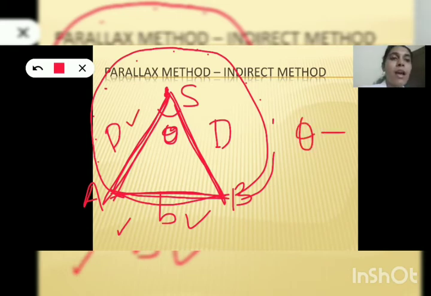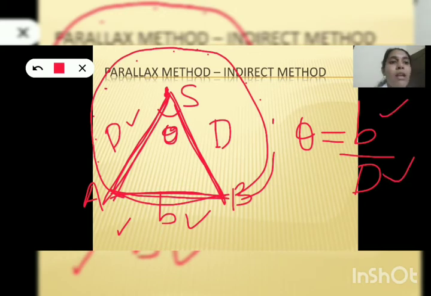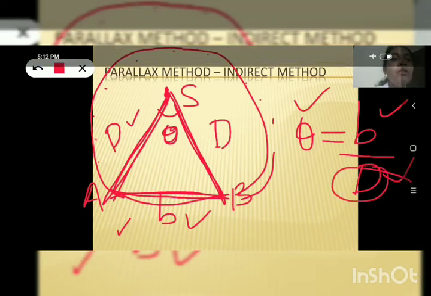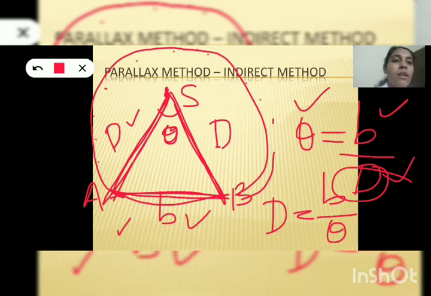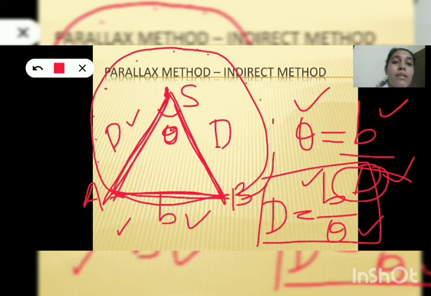Plane angle theta is arc length by radius. And what is the arc length? Arc length is b. What is the radius? It is capital D. If you know the basis b and angle theta, you can easily find out capital D. How? Capital D is equal to b by theta. So knowing b and theta, you can easily find out capital D. Thus the distance between Earth and Sun can be obtained using this parallax method. So it is an indirect method.